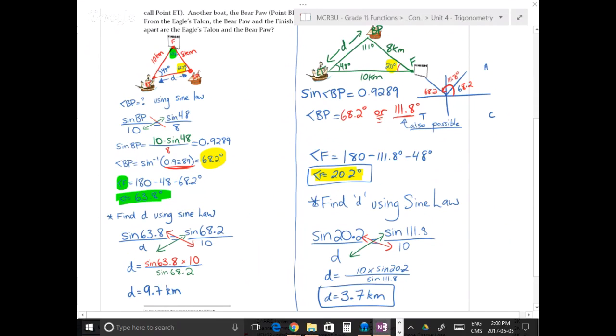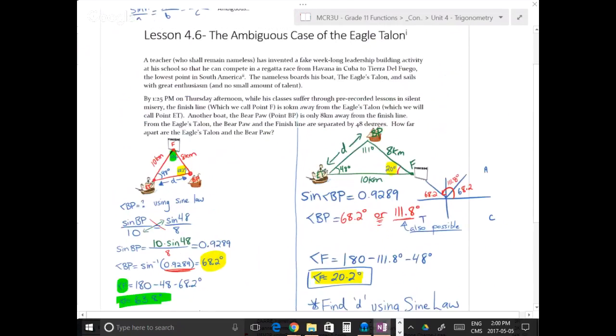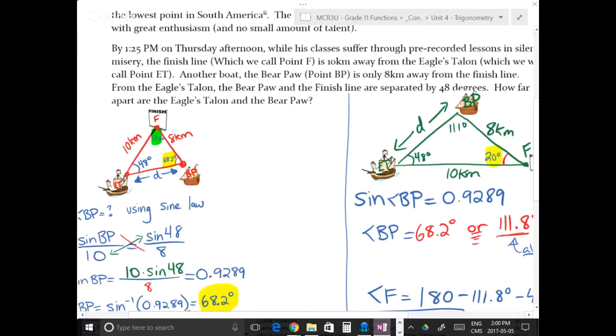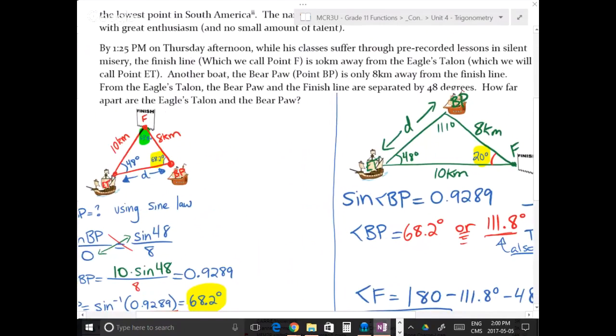So the takeaway today is that we call this the ambiguous case. What does it mean for something to be ambiguous? Unknown, unclear, not definite. So in a certain situation, you can end up getting two possible answers that work.